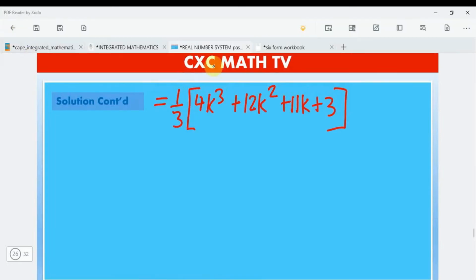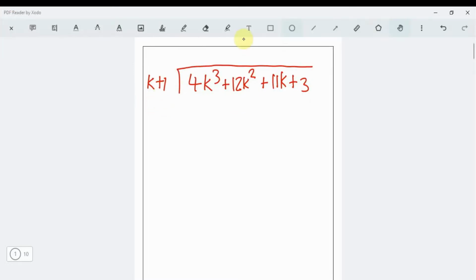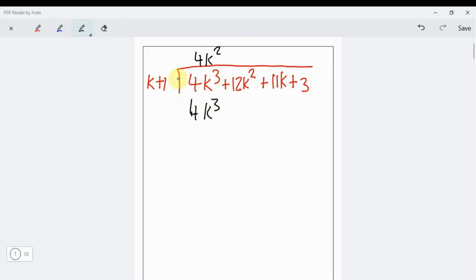You're probably saying, so much work? Yes. So guys, what we're going to do is go to a new blank page, write out 4k cubed plus 12k squared plus 11k plus 3, and divide it by k plus 1. So you need to show this somewhere separate, or you can show it underneath the working. K into 4k cubed is 4k squared. 4k squared times k, that's 4k cubed. 4k squared times 1, that's 4k squared.